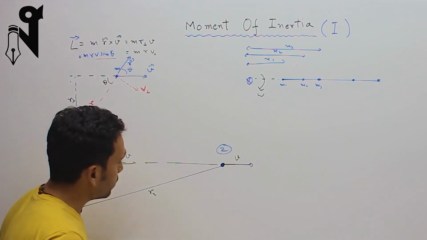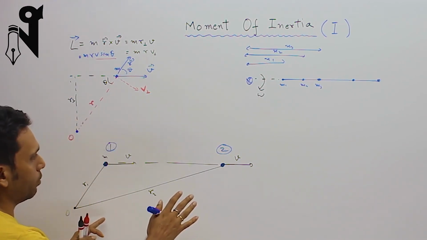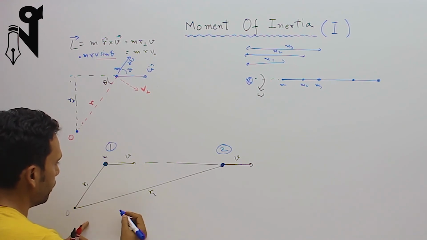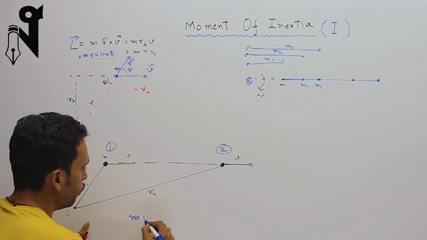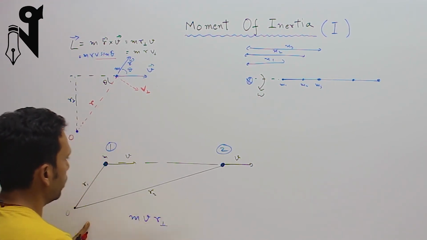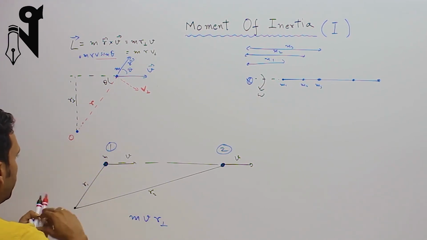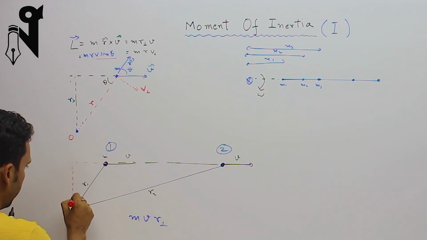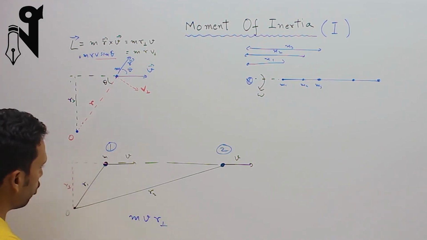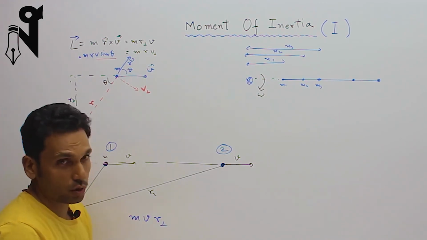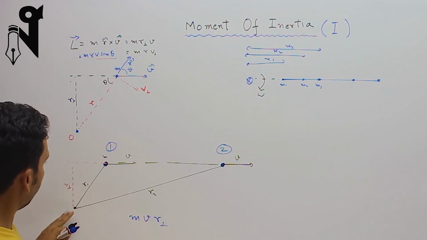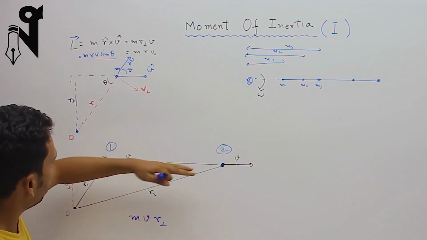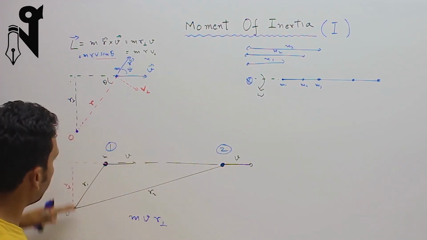So I hope you got the answer. The answer is, in both cases the angular momentum will be the same, because angular momentum will be m v r perpendicular, and r perpendicular for both cases is this. So get a hold of r perpendicular. That is going to help you a lot. It is the perpendicular distance of the line of motion from the point of rotation.